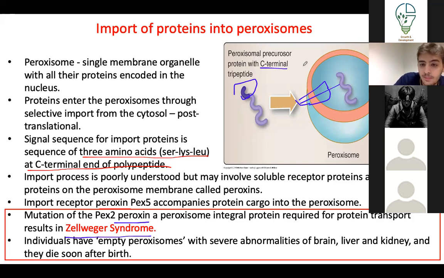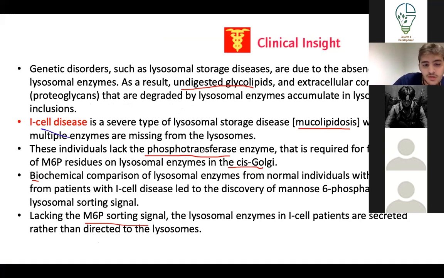A mutation in peroxin will not allow the enzyme to enter. So you end up with peroxisomes without enzymes. This is called Zellweger disease. So in Zellweger disease, you have mutations of the peroxin. In I-cell disease, you have mutation of the phosphotransferase. So mannose-6-phosphate cannot bind to the polypeptide chain, and hence you don't get enzymes in lysosomes.